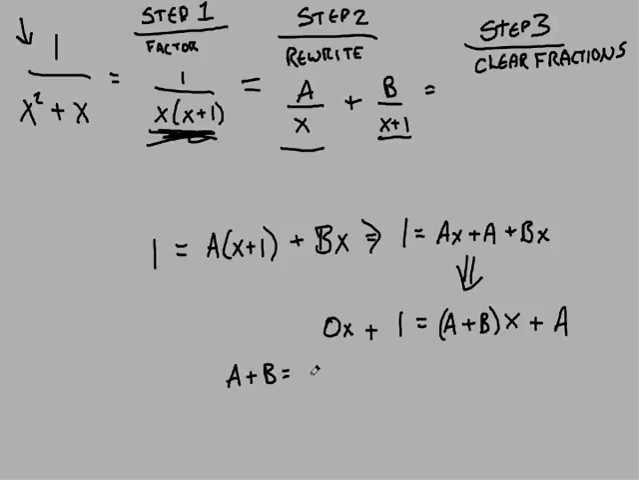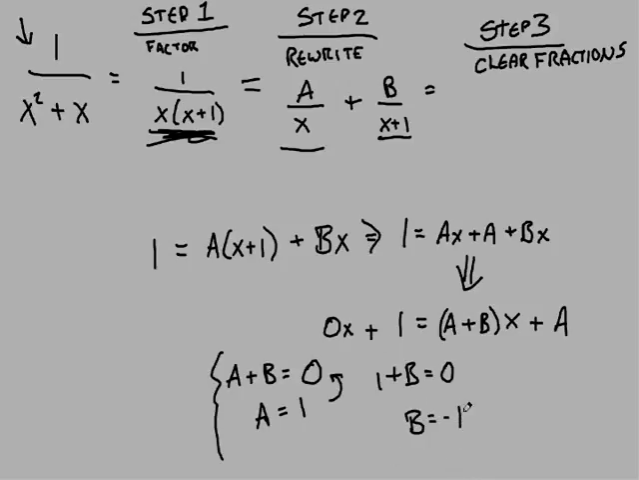You get A plus B on one side is equal to 0 on the other. And then for the units, you have A is equal to 1. So this is a fairly simple system of equations. If you know A is equal to 1, then you can substitute it in here. So you get that 1 plus B is equal to 0. Solve for B, and you get that B is equal to negative 1.